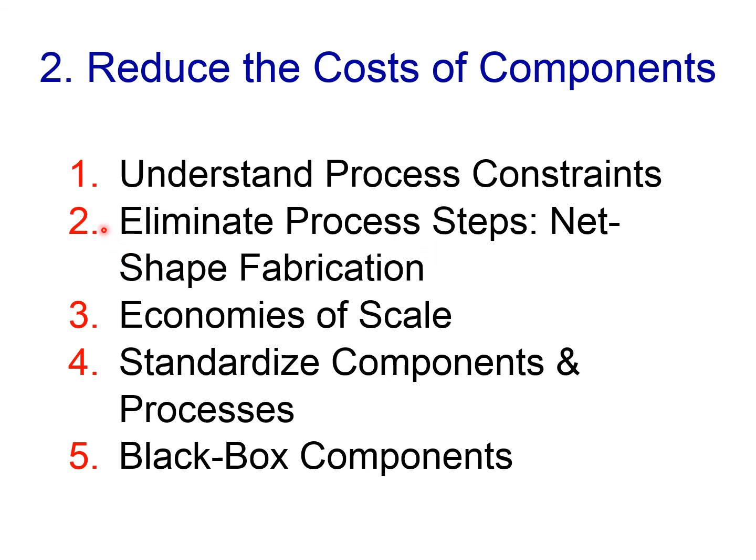Second point is eliminate process steps by using net shape fabrication processes if possible. Net shape processes are those that produce a part with the final intended geometry or close to it in a single manufacturing step. Typical examples are molding, casting, forging, and extrusion processes. They create a part close to final requirement and may demand only minor additional processing, such as drilling a hole or cutting to length.